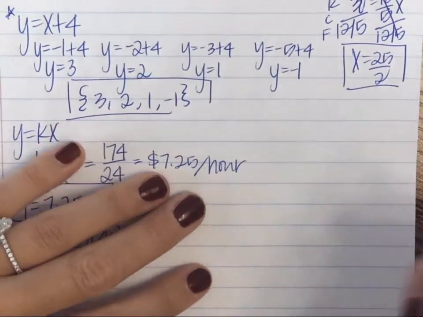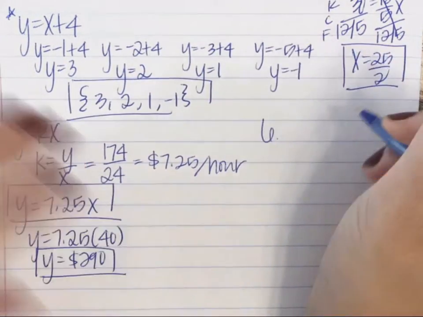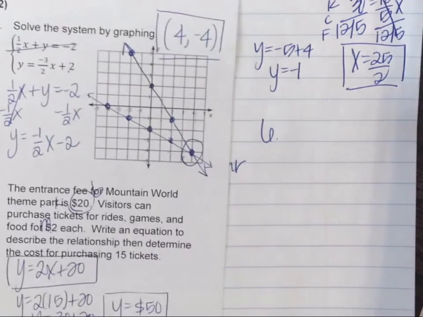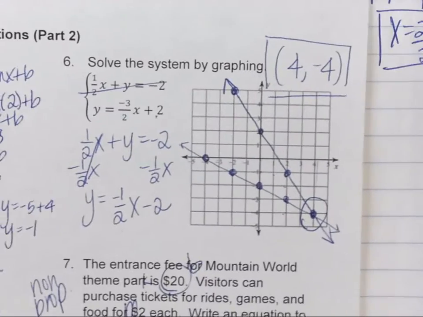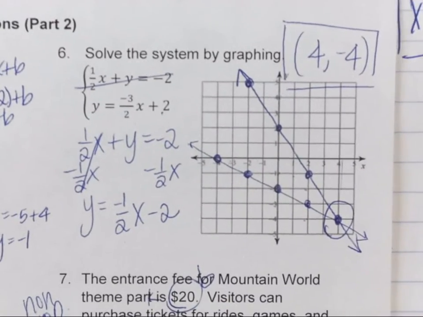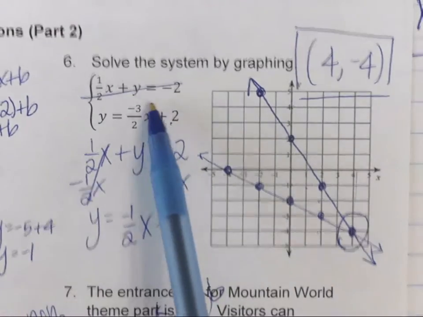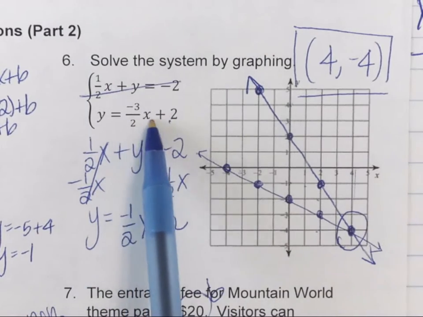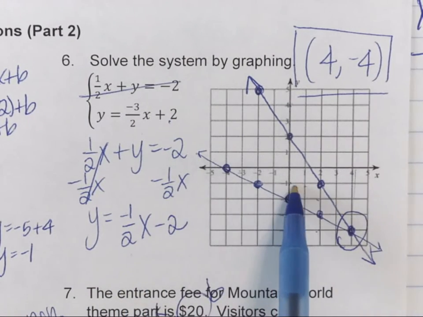Alright, number 6. With this one, I'm going to show it to you on the paper because I already have it done on there. On number 6, you could only complete this one if you put the first equation in slope-intercept form. Remember that if it's not in the form y equals mx plus b, then we couldn't graph it on here.